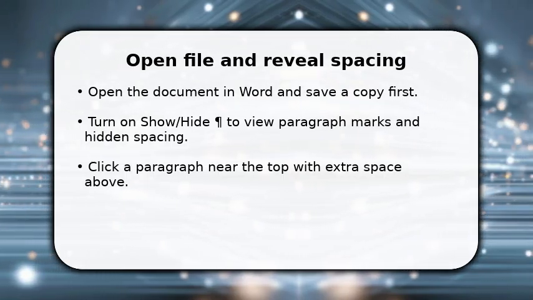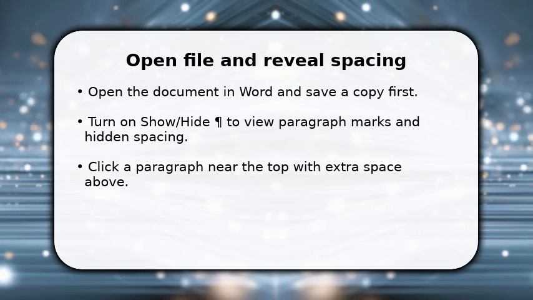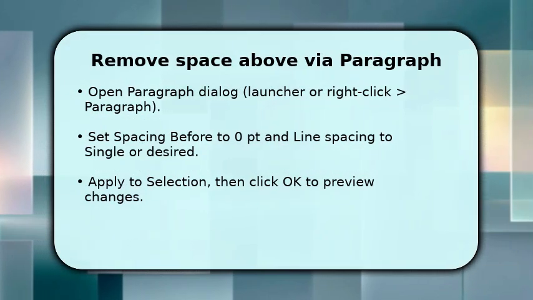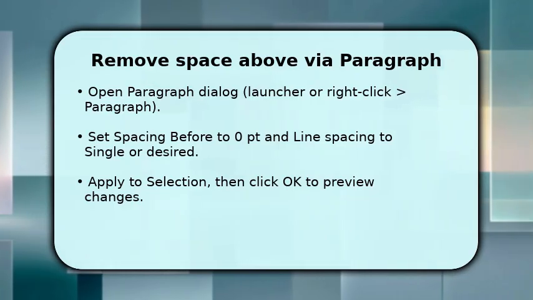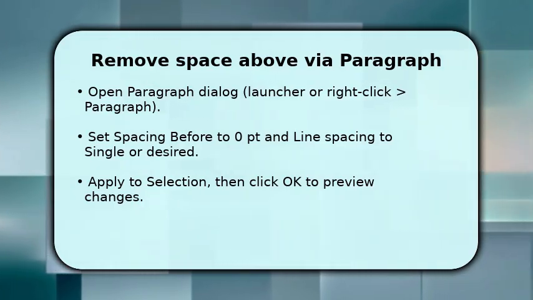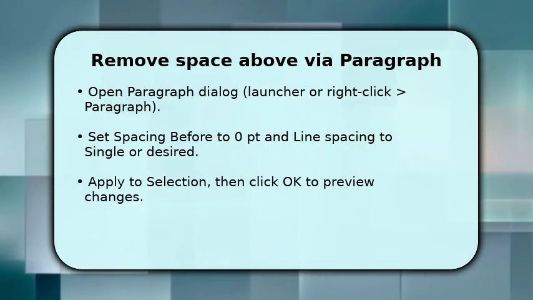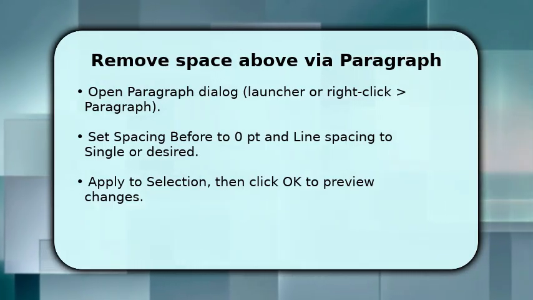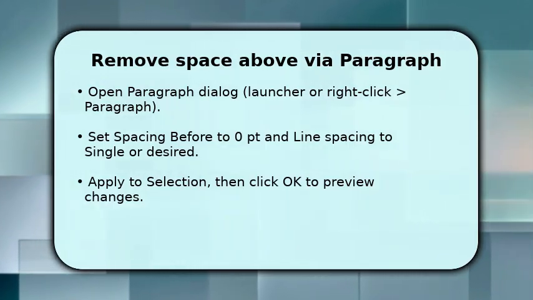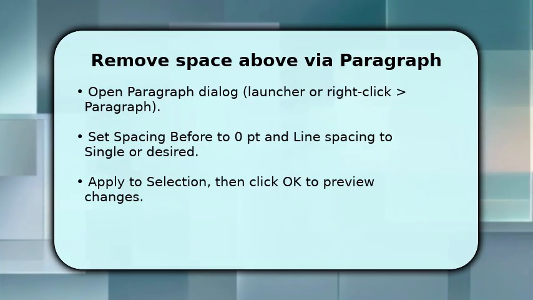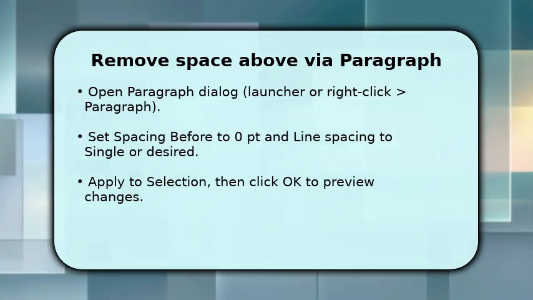Open the paragraph dialog using the small launcher or right-click and choose Paragraph. In spacing, change before to 0 pt. This removes the upper gap immediately, and check line spacing for single or your preferred setting so text flow is consistent. Apply to selection first to confirm the change won't affect the whole document unexpectedly.